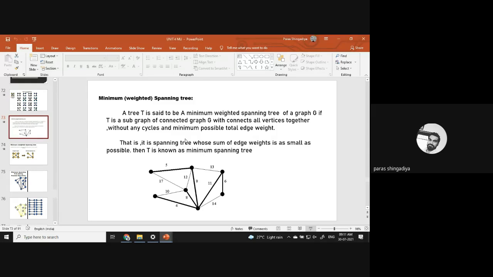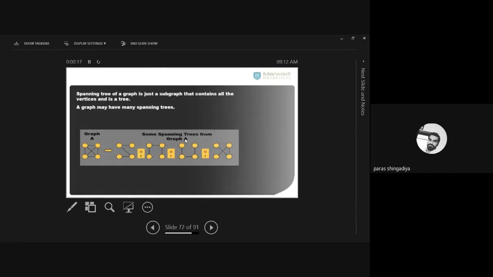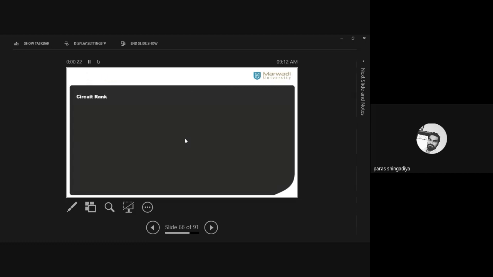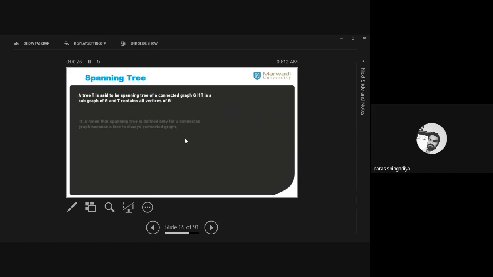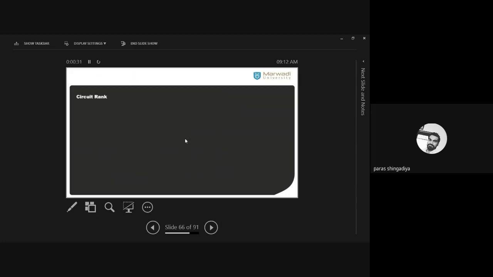Okay, so in the last lecture, yesterday's lecture, we discussed the last topic of this unit, that is spanning tree and minimum weighted spanning tree. We discussed how to create a spanning tree of any graph. In the last lecture, these are the few examples we discussed: circuit rank and the definition of spanning tree. Which edges you have to remove to get a spanning tree.